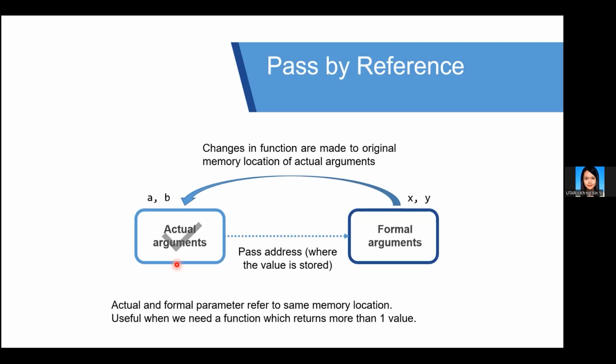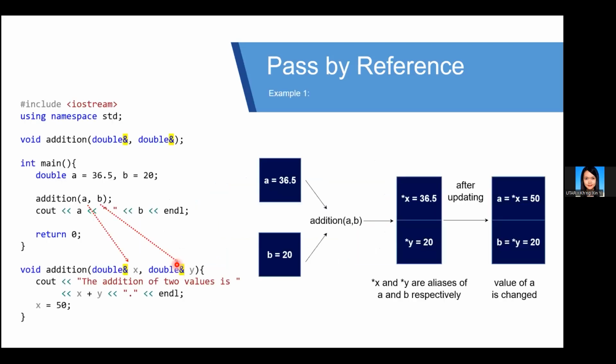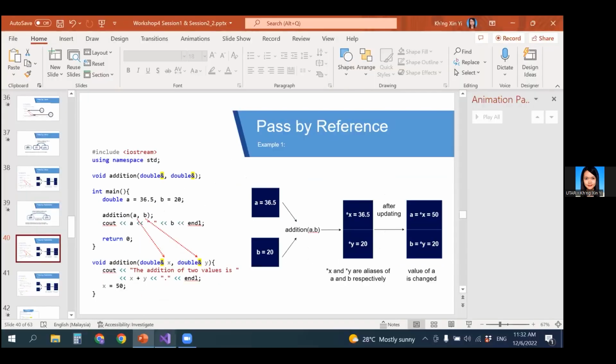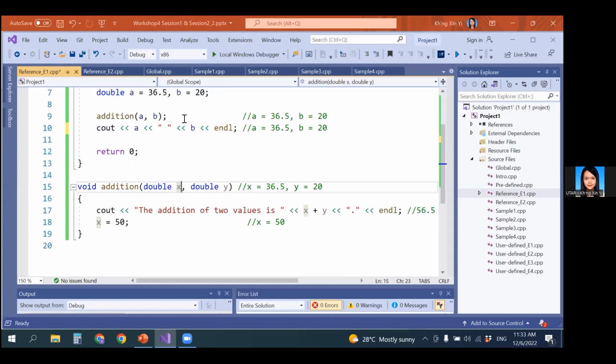Any changes made to the Y will be detected for B. Then I want to discuss two examples so that you know how this pass by reference actually works. So let us look at the sample code that we have just now. Because we just passed down the value, it's not going to bring back any updated value.